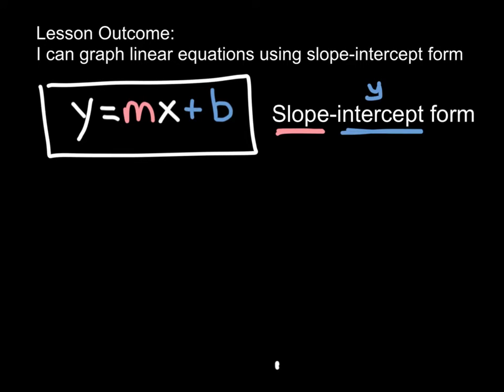the m is the slope. Okay, m is the slope. m is the letter we always use to represent slope, so we know that is the slope. And then the b value right here, including whether it's positive or negative, is our y-intercept.